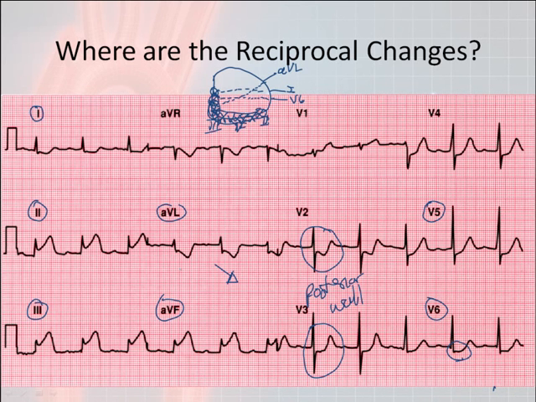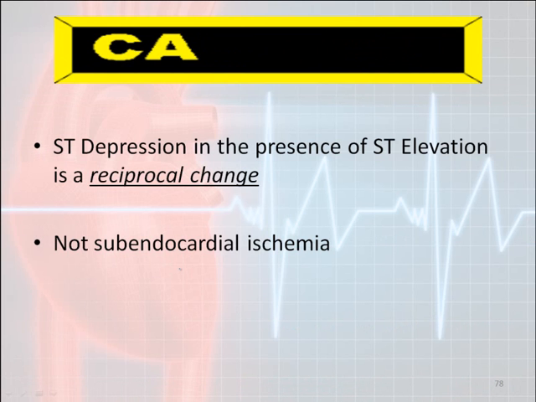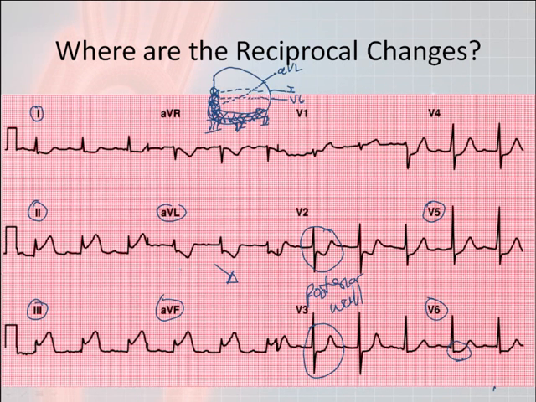Hopefully this helps explain the reciprocal changes on an EKG, but there is a problem. A lot of people have asked me in the past, how do you tell if a person is having subendocardial ischemia or transmural ischemia? Let me go back to this previous 12 lead. Some people will look at this and say, well, the person is having transmural ischemia over here. This is all transmural, but because this is all depressed, they're also having subendocardial ischemia? The answer is no.